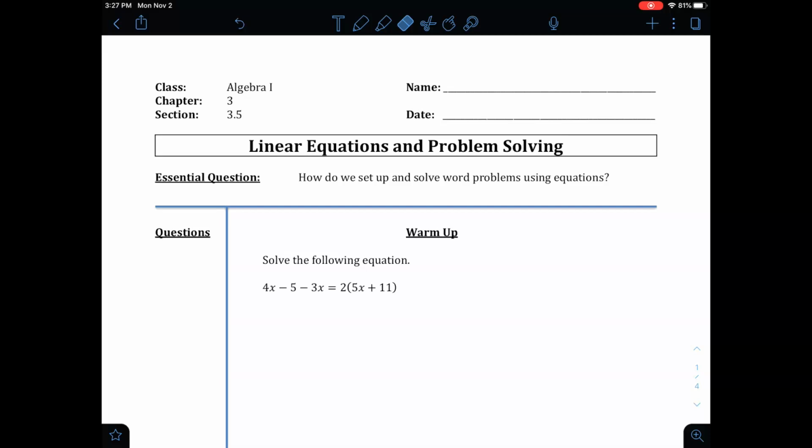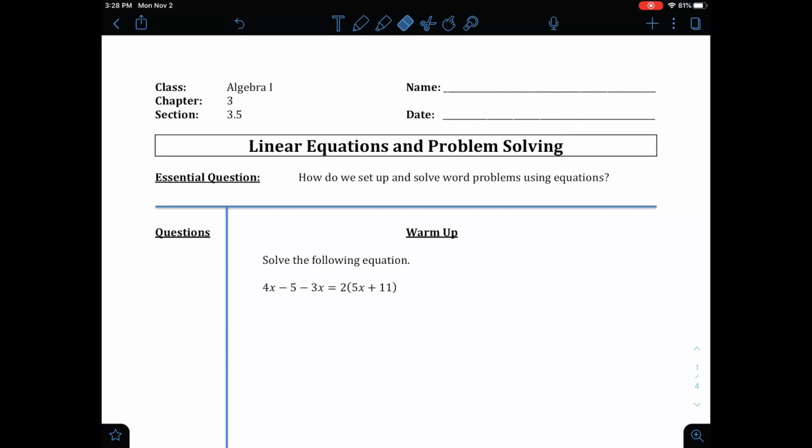We're continuing Chapter 3 of Solving Equations. Today is 3.5. The name of the lesson is Linear Equations and Problem Solving. Our central question is, how do we set up and solve word problems using equations?